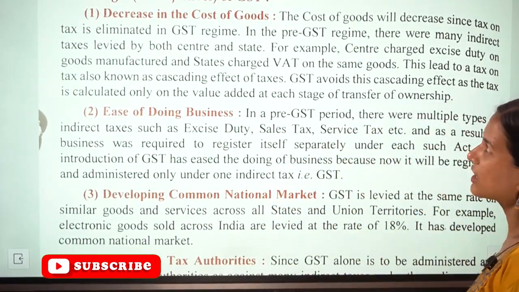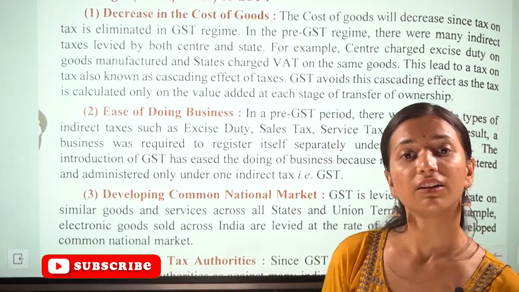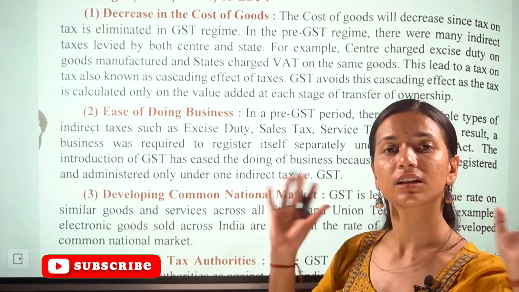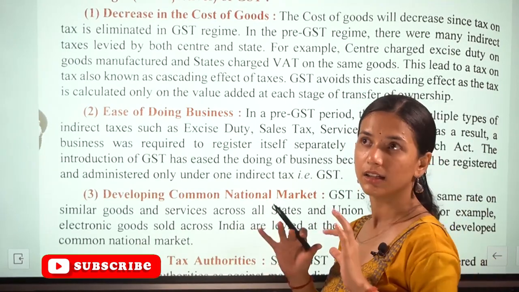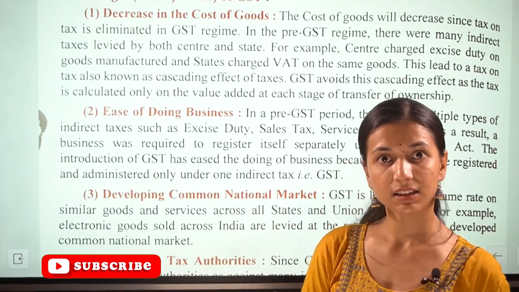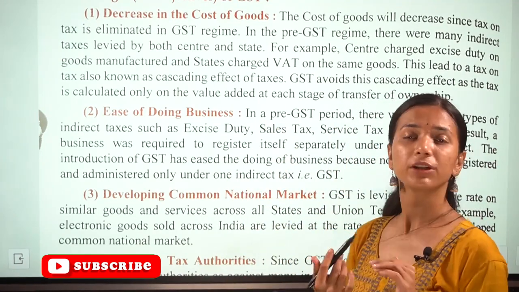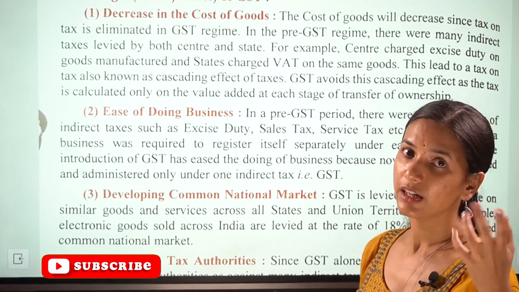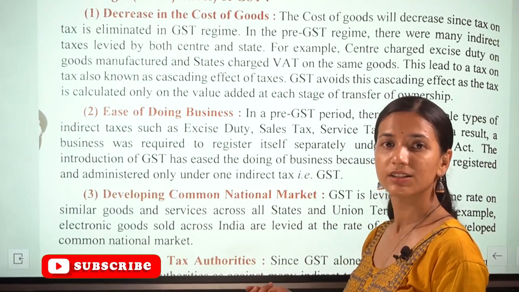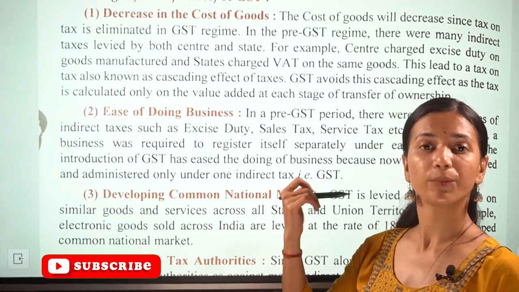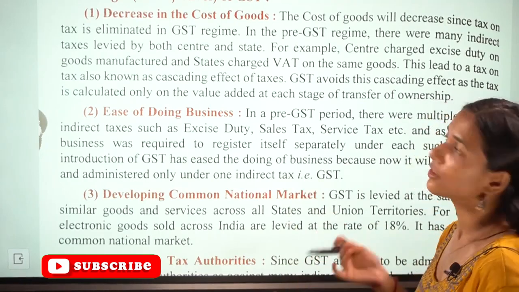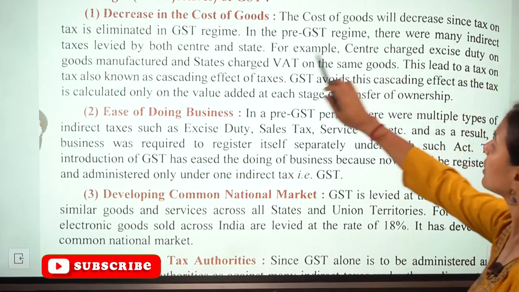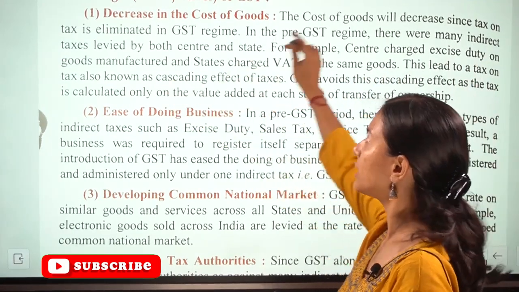First is decrease in the cost of goods. Since there is only one indirect tax, the GST is a comprehensive tax. We know it has included all the other indirect taxes. So here the overlapping of taxes does not happen. Because of this, the cost of goods has been reduced. Since the taxes are charged only once and it is charged from the end customer, the cost of goods will decrease since tax on tax is eliminated in GST.